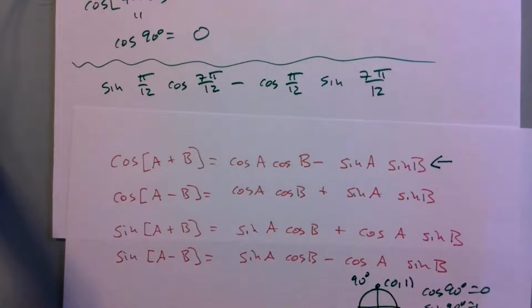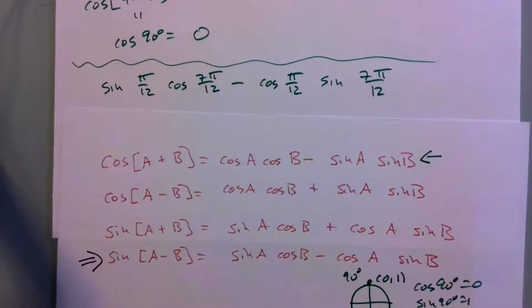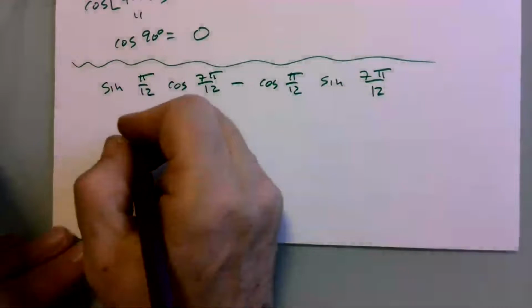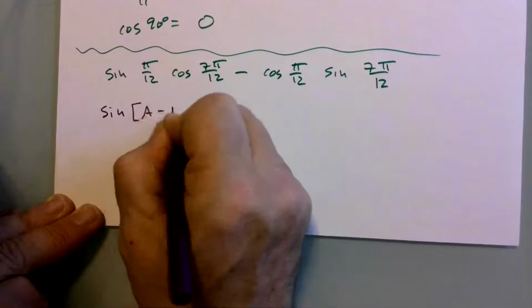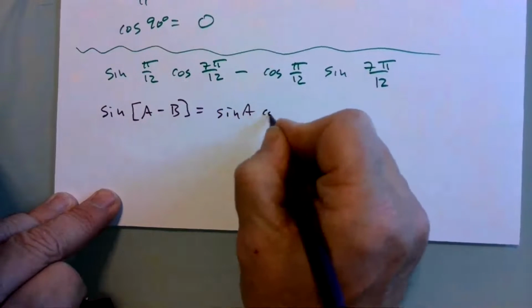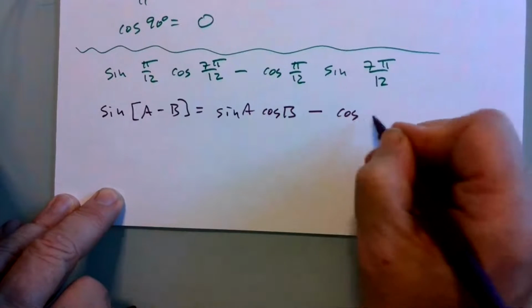A hint for this one: sine cos minus cos sine. This is the identity you need to use. That might be helpful. Maybe I'll write it down for you underneath the problem. Sine of a minus b equals sine a cos b minus cos a sine b.